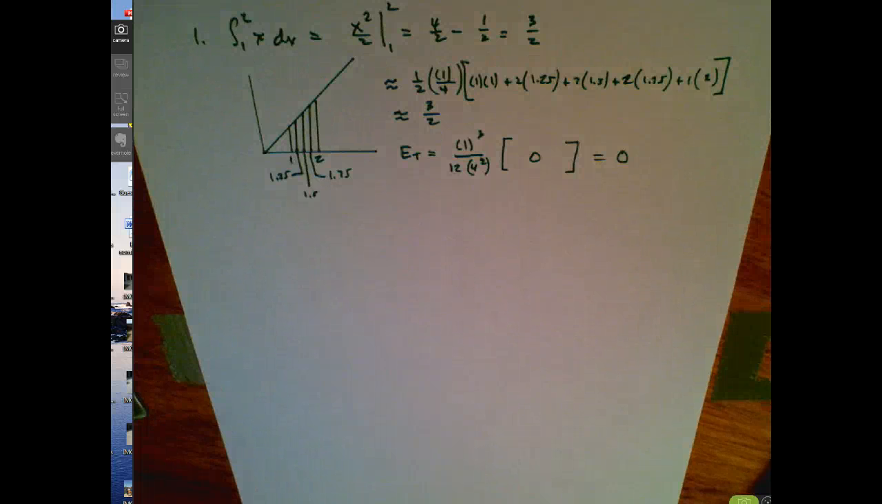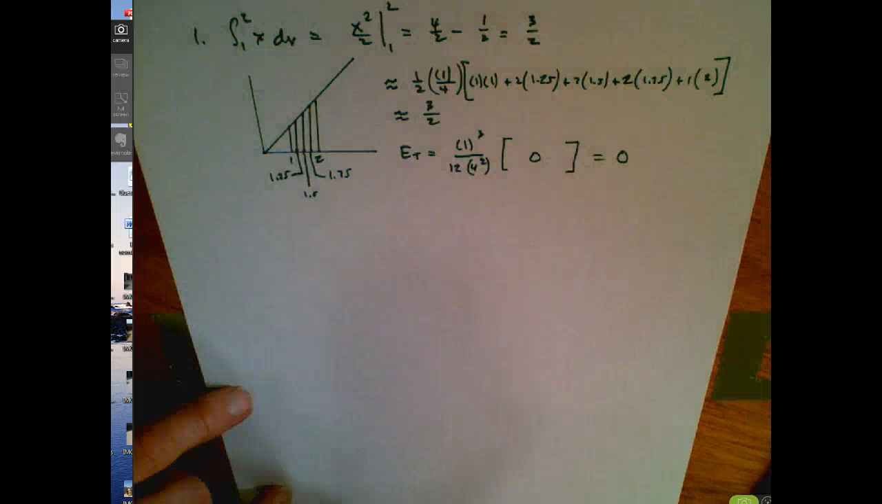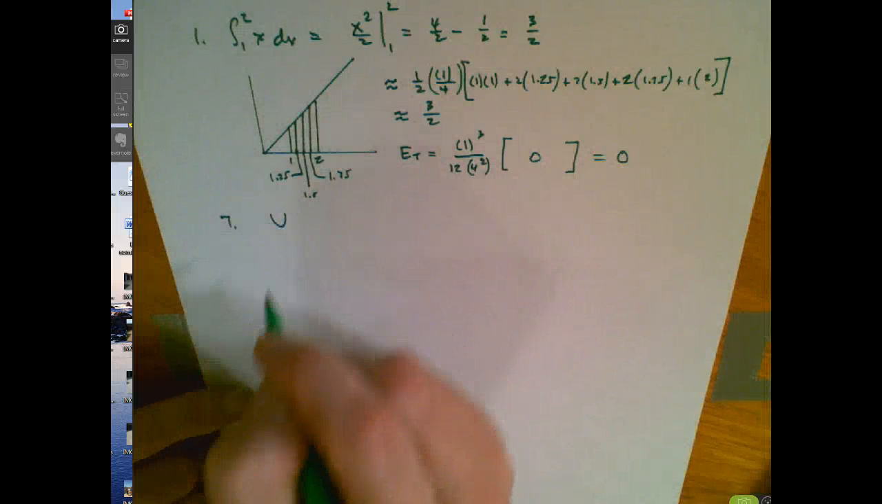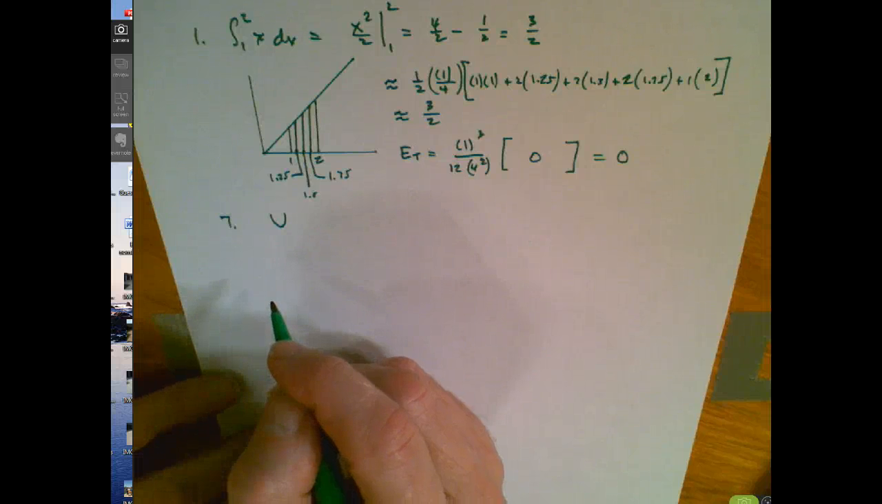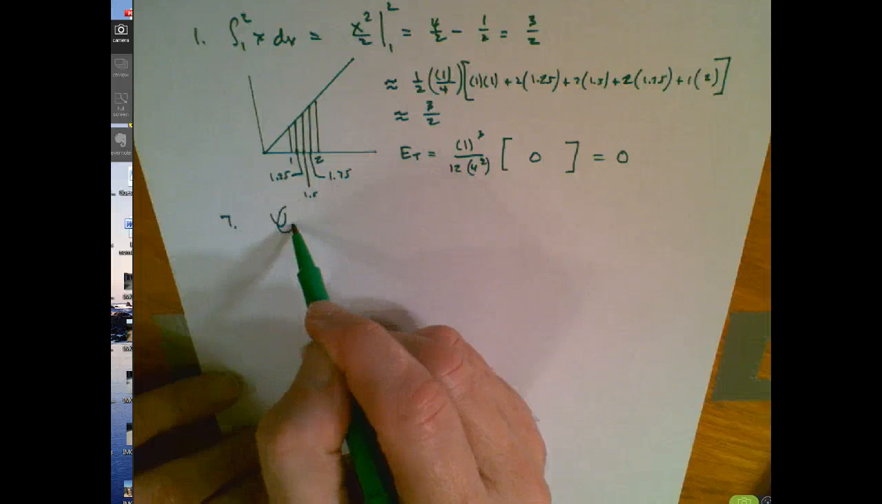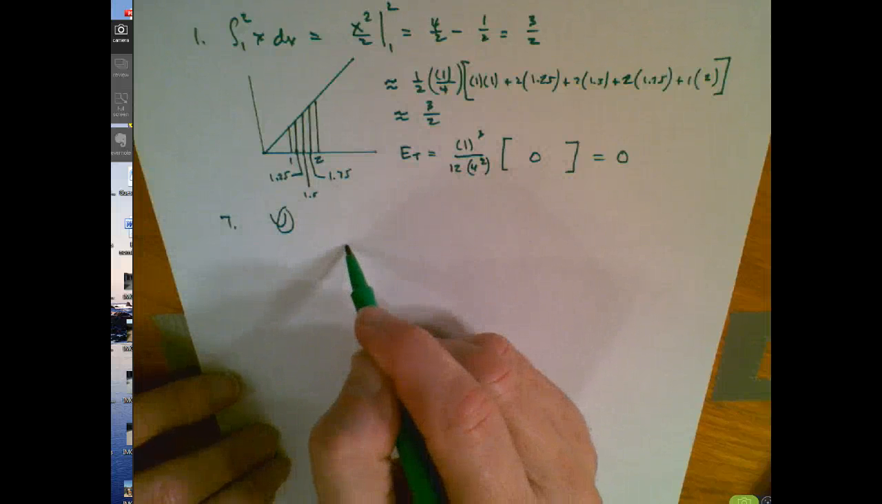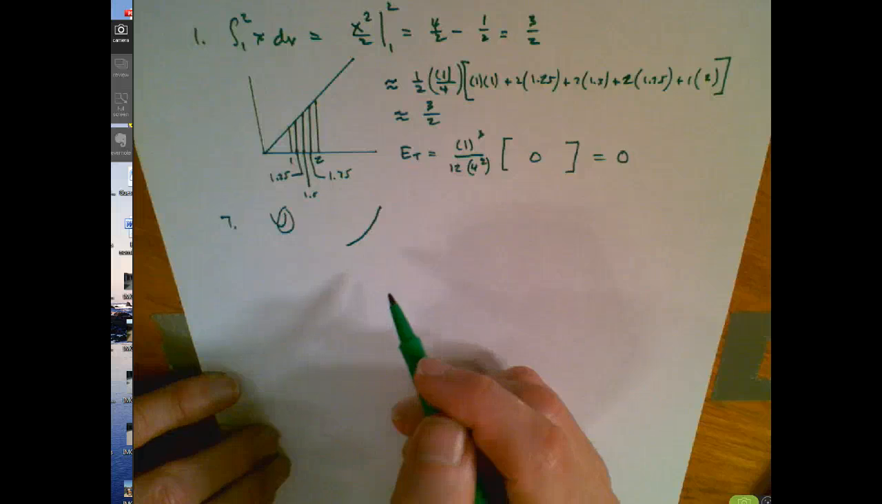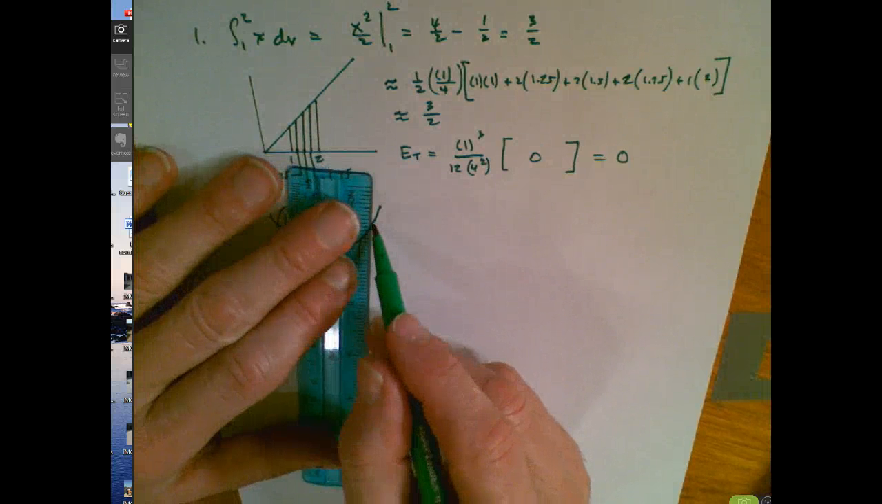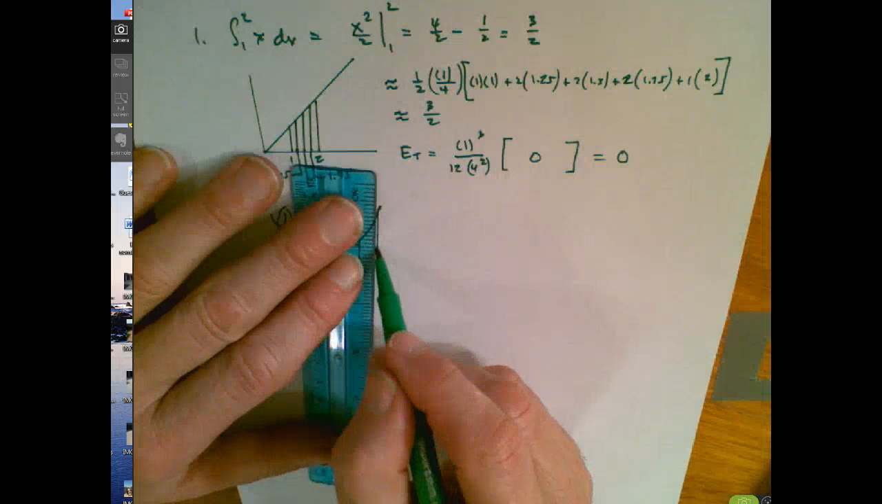Number 7 is saying the second derivative is greater than 0, which means it's concave up. So let's look at number 7. It's concave up, and the first derivative is greater than 0, so it's increasing. That means I'm looking at this side. So I'm looking at a concave increasing function. So let's draw a trapezoid on this one. All we need to do is draw one nice big trapezoid.